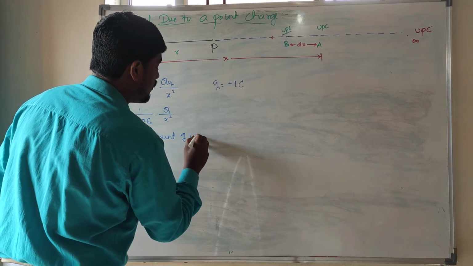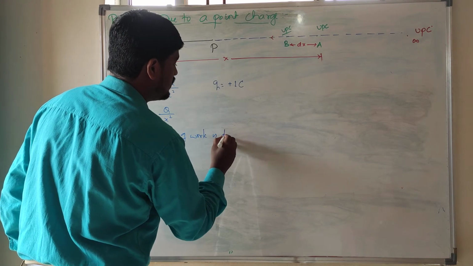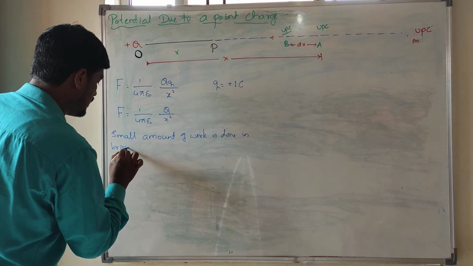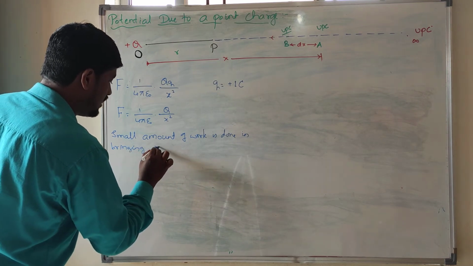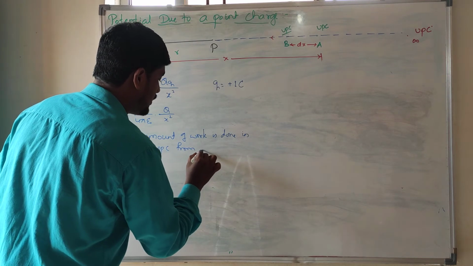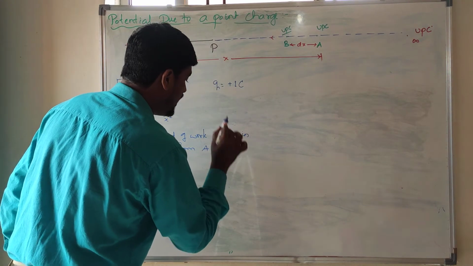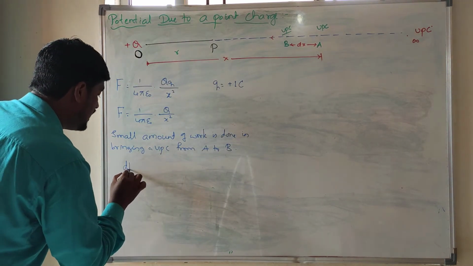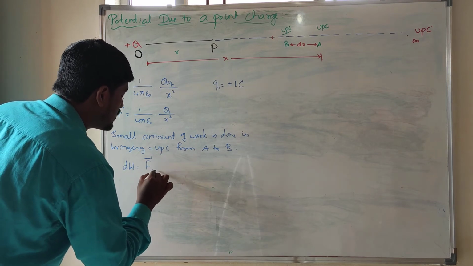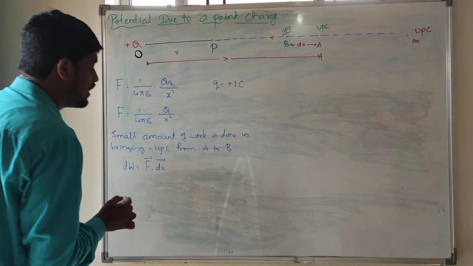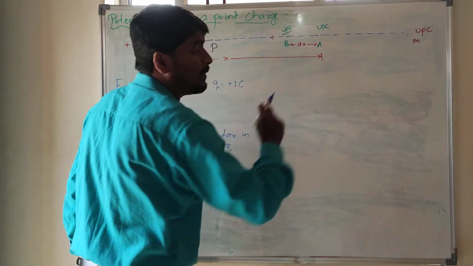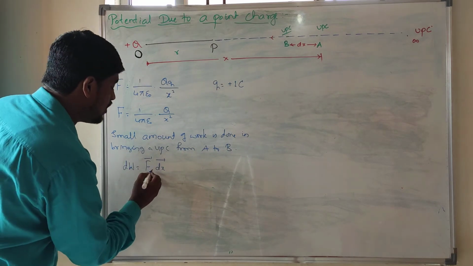A small amount of work is done in bringing a UPC from A to B. That is dW is equal to vector F dot dx. Why have I taken the dot product here? Because it is a convenient way to solve one thing.